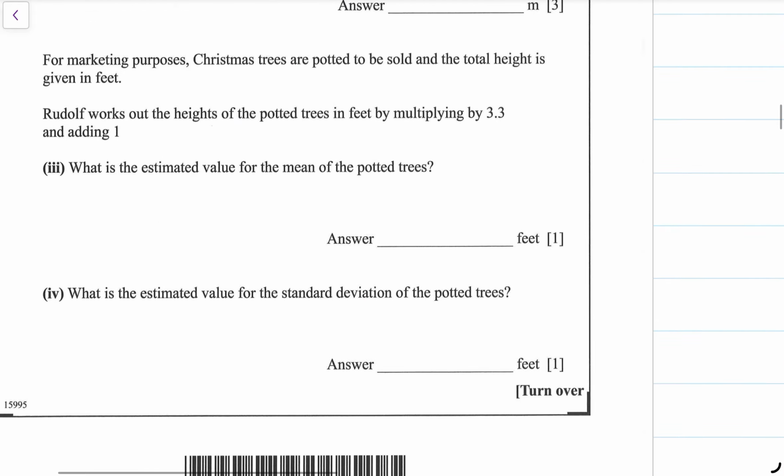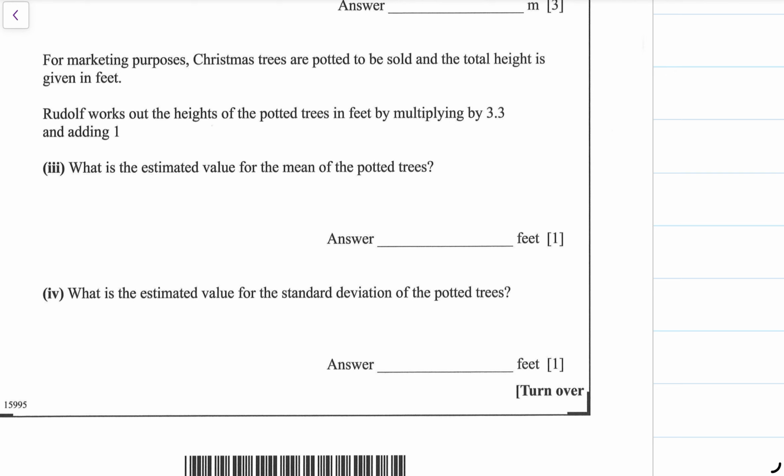Next bit says, for marketing purposes, Christmas trees are potted to be sold, and the total height is given in feet. Root of works out the heights of the potted trees in feet by multiplying by 3.3 and adding 1. What is an estimate value for the mean of the potted trees?